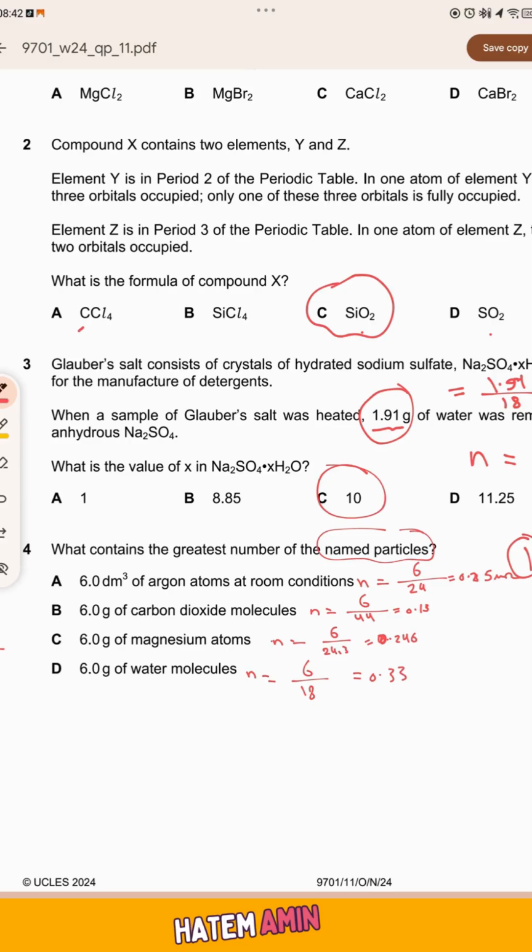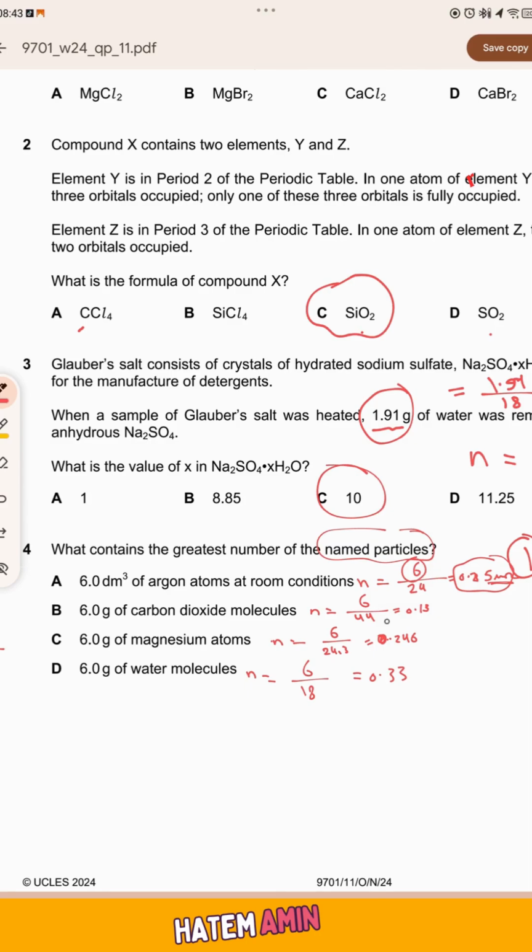So the number of moles here equals 6 dm cube over 24, which gives 0.25 mole in this volume of argon gas. So here the number of moles is 0.25. The second one is 6.0 gram of carbon dioxide. So here we should choose the mass formula.